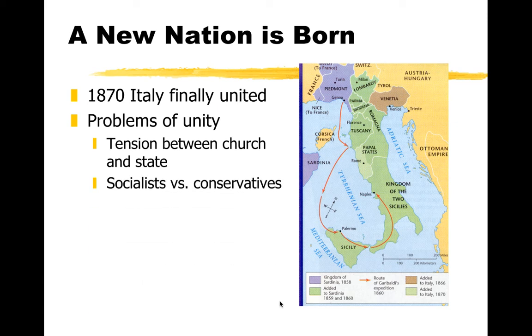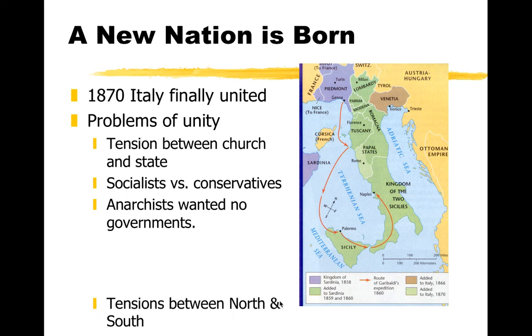There were also some issues between socialists and conservatives, people that wanted to kind of keep things the way they were versus kind of push for social reforms. And we also saw there were some people that wanted anarchy. All right, so there were some anarchists that were involved that really didn't think that they needed a centralized government at all throughout Italy. But eventually they're able to push through some of these problems.